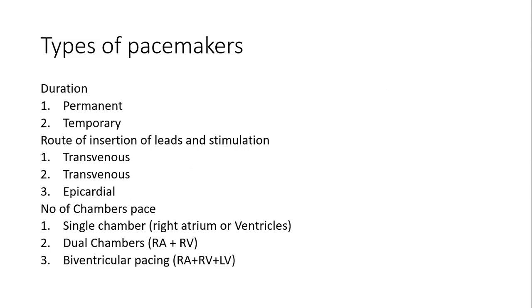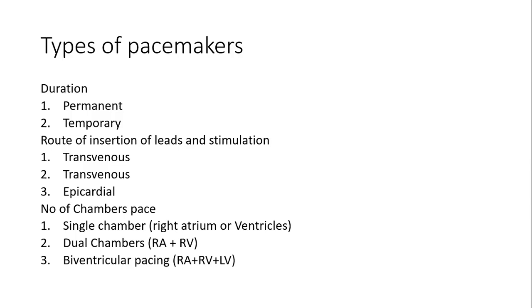So there are different types of artificial pacemakers, and I would like to classify them based on duration as permanent and temporary, and based on route of insertion of their leads, and where they stimulate, as transvenous, transcutaneous, or epicardial. Sorry, the second one is supposed to be transcutaneous, actually. It's a typographical error. Then they can also be classified based on number of chambers that they pace.